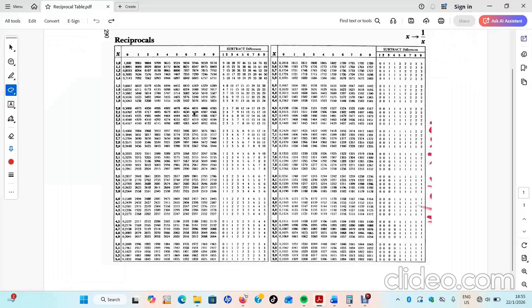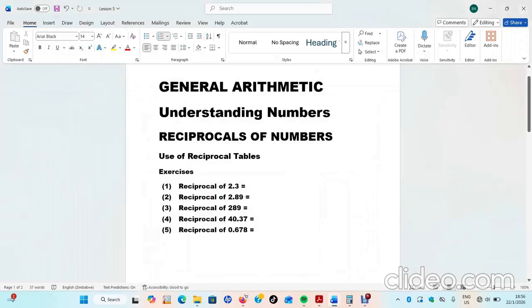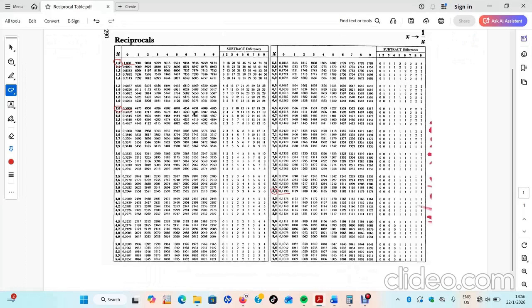For example, we want to determine the reciprocal of 1. So we go to the x column where there is 1,0, and then you will see next to it the answer 1,0. For 2, it's the same. We know it's 0,5. For example, the reciprocal of 8,4 is 0,1190. But it becomes more complicated. Let's show this by the use of examples.